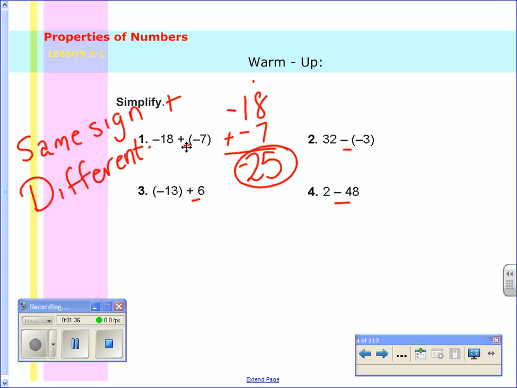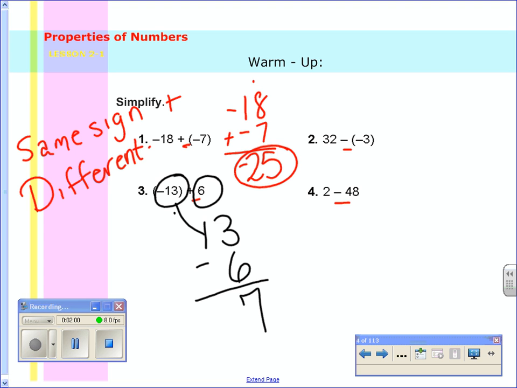Now number 3, we have negative 13 plus 6. This time the signs are different, a negative 13 and a positive 6. When the signs are different, you subtract their absolute values. So basically, treat them both as if they're positive and subtract. 13 minus 6 is 7. However, 13 is the bigger number, and that started out as a negative. So my answer is a negative 7.